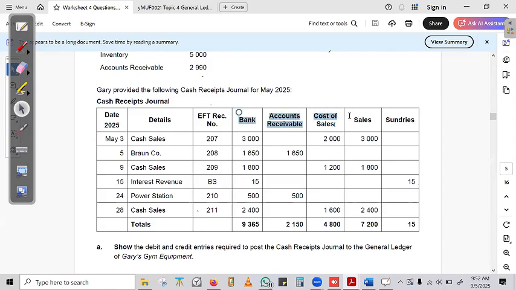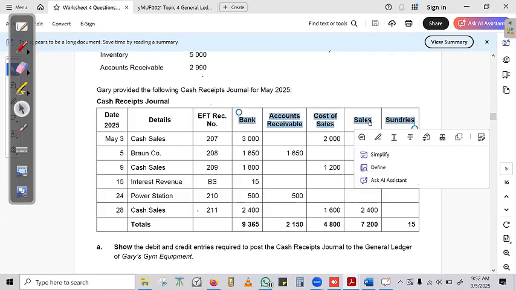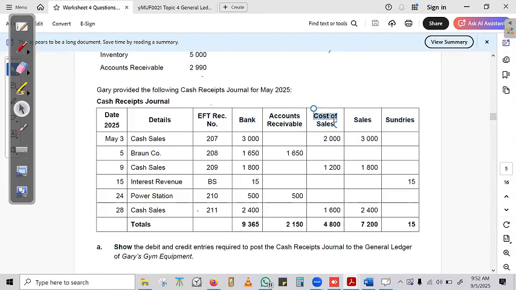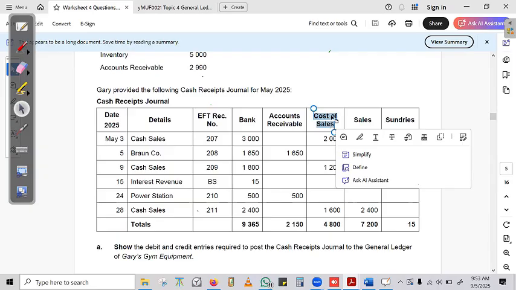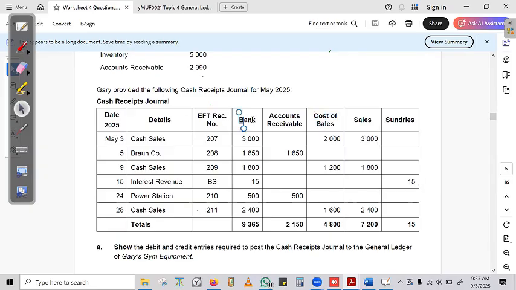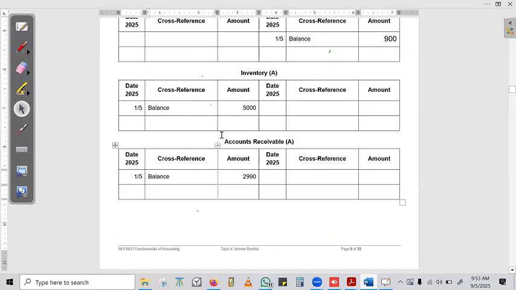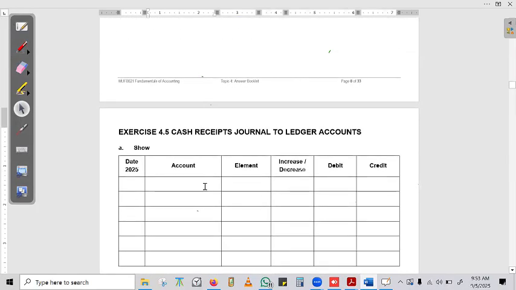Now the accounts are here now, right? All the accounts are here except inventory. Inventory is not here, but we have to have inventory because inventory goes with cost of sales, right? So first is bank. Right? First account is bank. Element is asset.